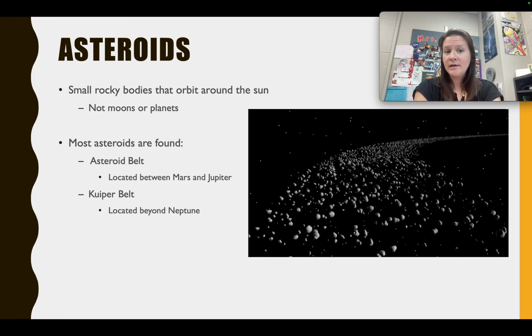They are small rocky bodies that orbit around the Sun. They would not be considered moons or planets. They are not spherical, and they definitely have not cleared their path, obviously. So these would not ever be considered a moon or a planet. There are 2 belts that you need to know. The asteroid belt is the main one, and it exists between Mars and Jupiter. The next one is called the Kuiper Belt, and it's located just beyond Neptune, which is where Pluto is located.